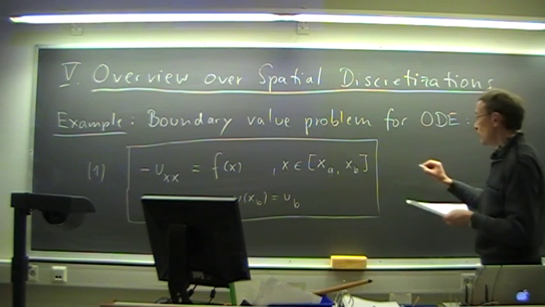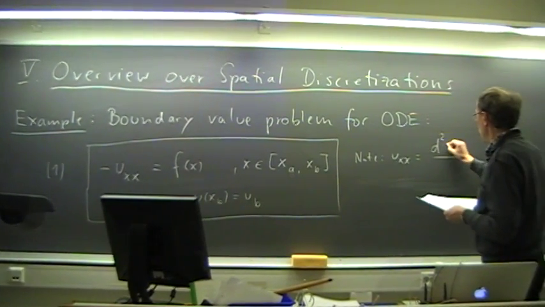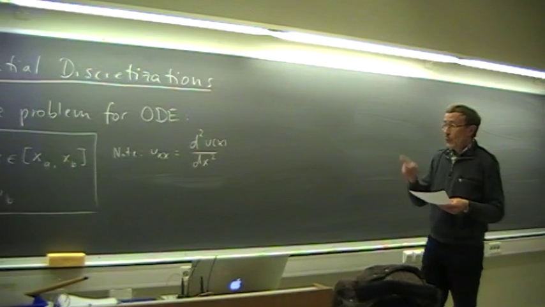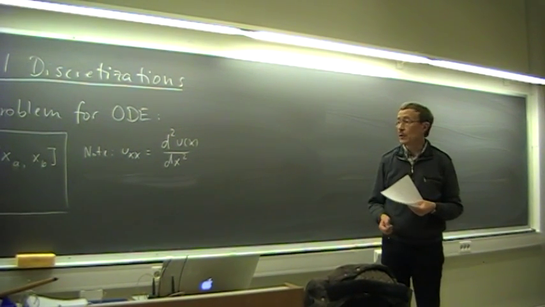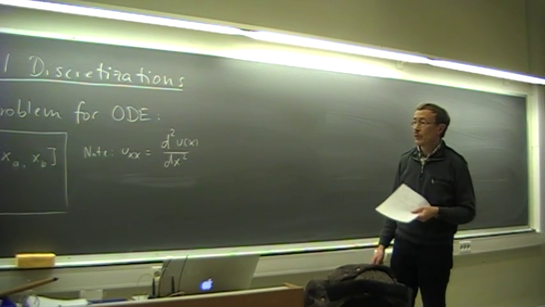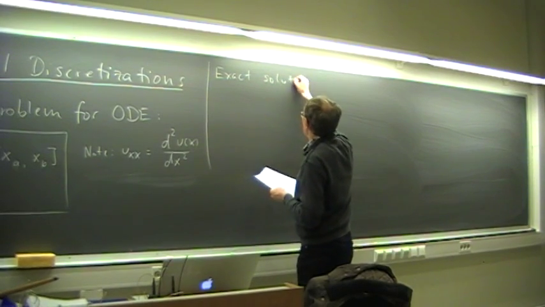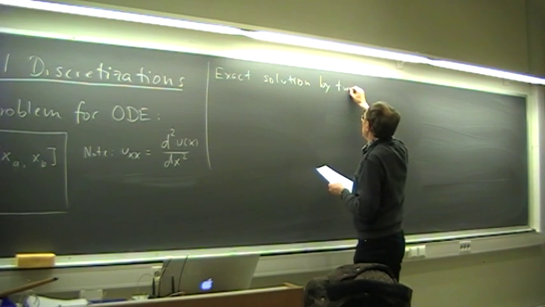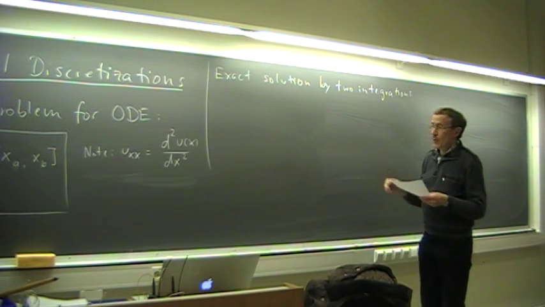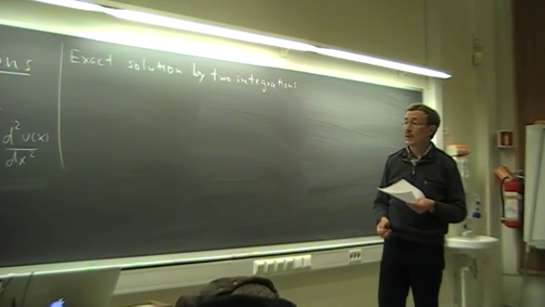And for the notation, just to make that clear, the uxx means the second derivative of u of x with respect to x. For this problem, we can find the exact solution by integrating twice. We integrate twice, then we get minus u is equal to this double integral over f. So we just note the exact solution by two integrations. That means when we test it, we can use that because we can simply derive the exact solution.